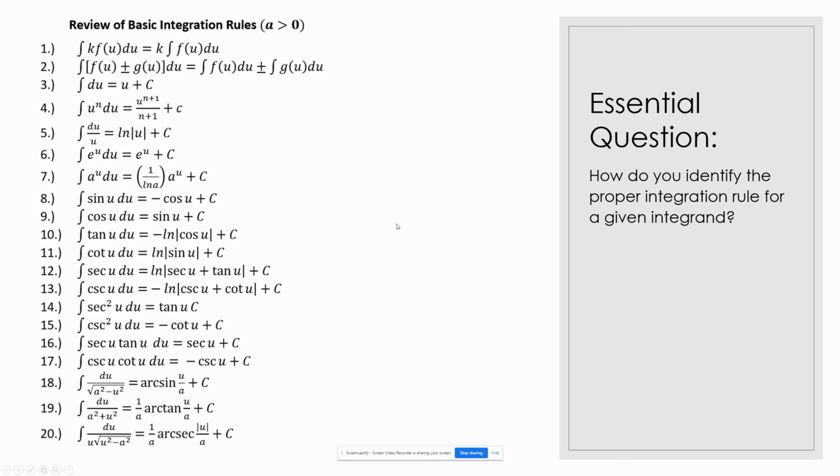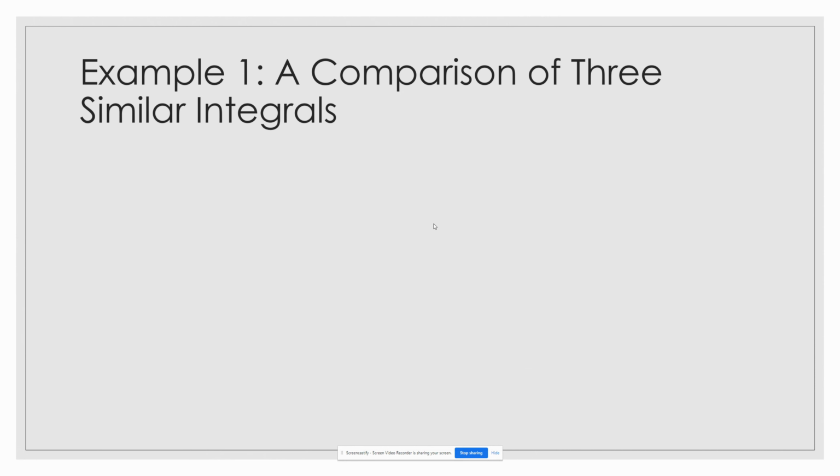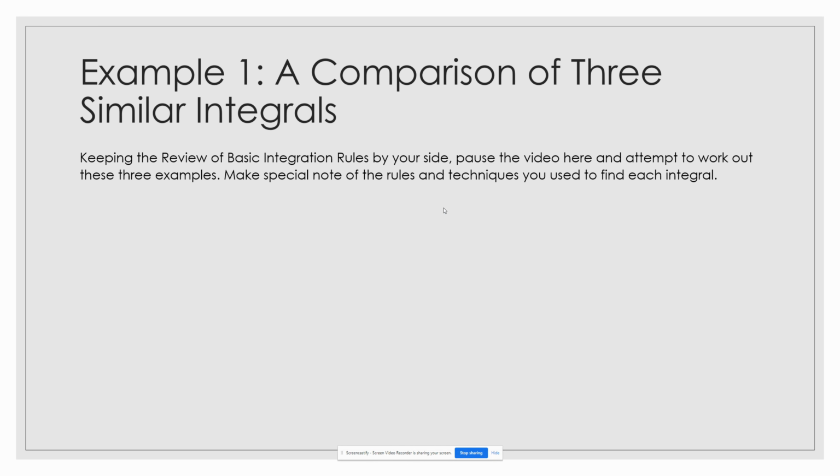So let's go ahead and do some examples here. Example 1 is a comparison of 3 similar integrals. And actually in this, I would like you to pause the video and see if you can work these out, tapping into the things that you already know. And remember, keep that integral table in front of you. So keep the review of basic integrals by your side, pause the video here, and attempt to work out these 3 examples. Make special note of the rules and techniques you used to find each integral.